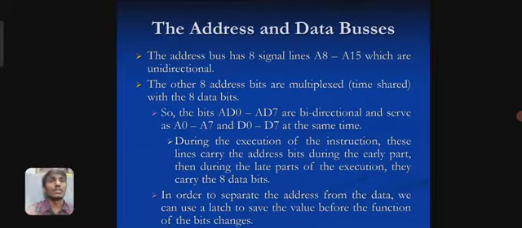So coming to the address and data buses, the address bus has 8 signal lines, known as A8 to A15 pins, which are unidirectional, and the other address bits are multiplexed, time shared with the 8 data bits. So the bits AD0 to AD7 are bidirectional and serve as A0 to A7 and D0 to D7 at the same time. During the execution of an instruction, these lines carry the address bits during the early part, then during the late part of execution, they carry the 8 data bits. In order to separate the address from the data, we can use a latch to save the value before the function of the bits changes.